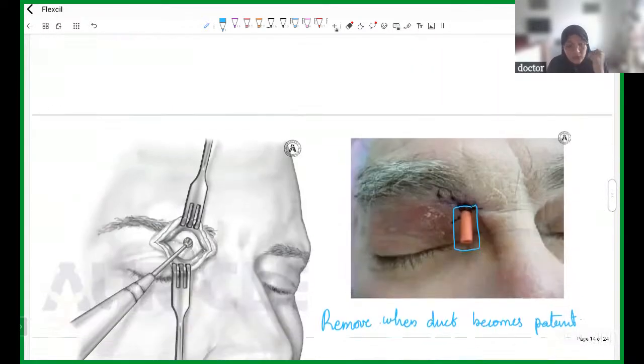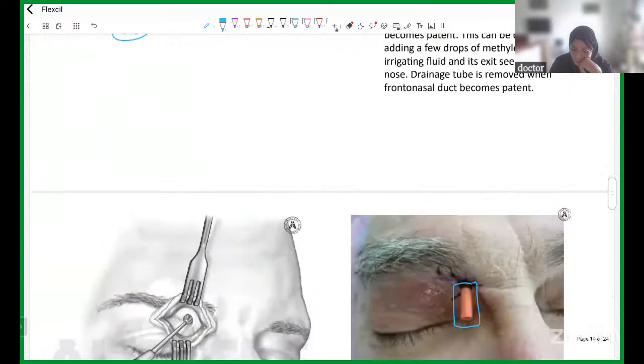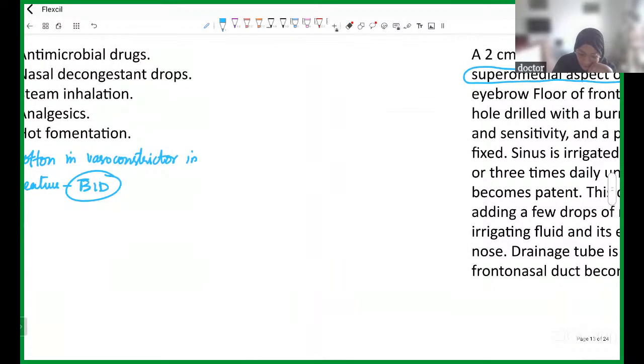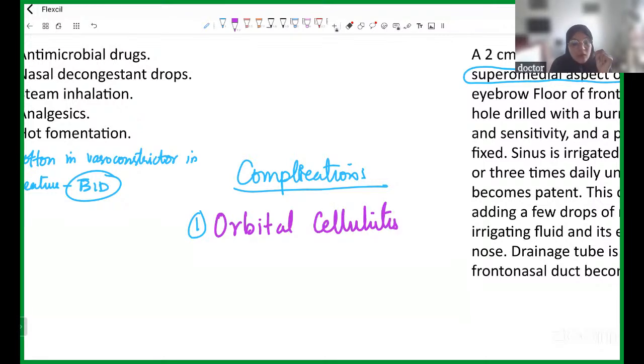Now this acute frontal sinusitis can have complications as well. Write it down here. Because of its close proximity to the eye, it leads to orbital cellulitis. Okay? It can cause osteomyelitis of the frontal bone. I'll just write osteomyelitis.